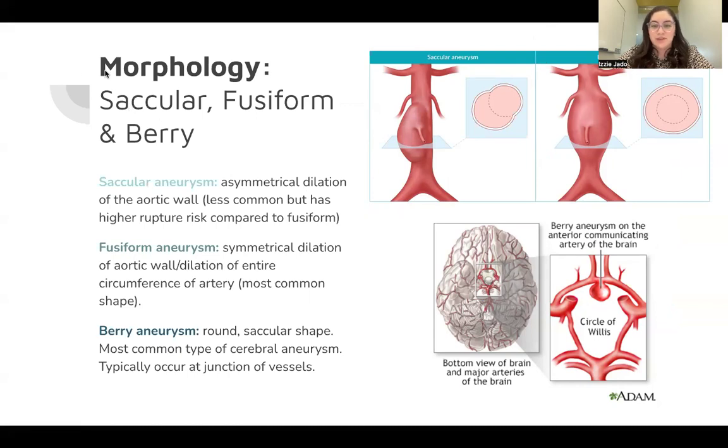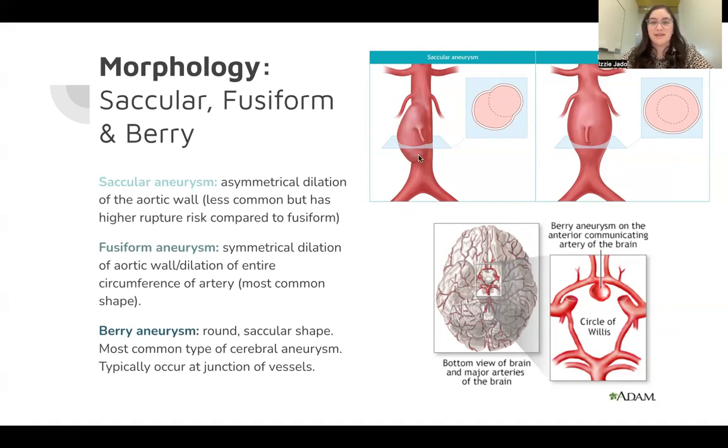Another aspect of this learning objective is to discuss the various types of shapes, essentially, that aneurysms can take. So we have our saccular, fusiform, and berry. To start with, a saccular aneurysm is asymmetrical dilation. It's less common and has a higher risk of rupturing compared to fusiform.